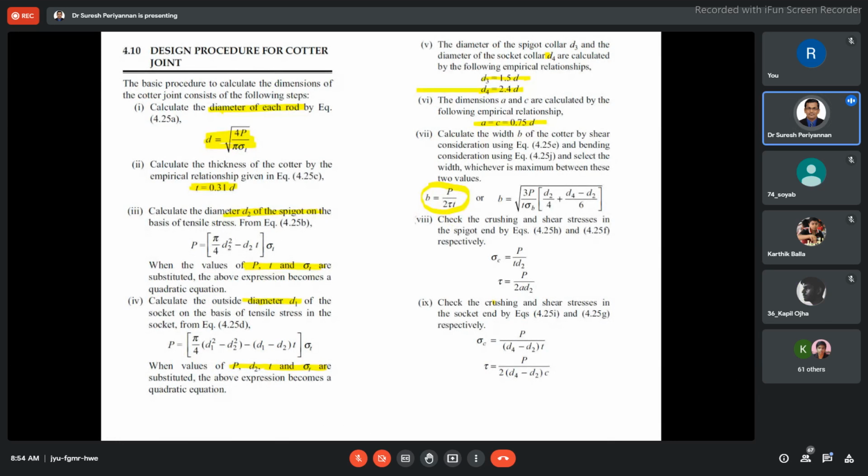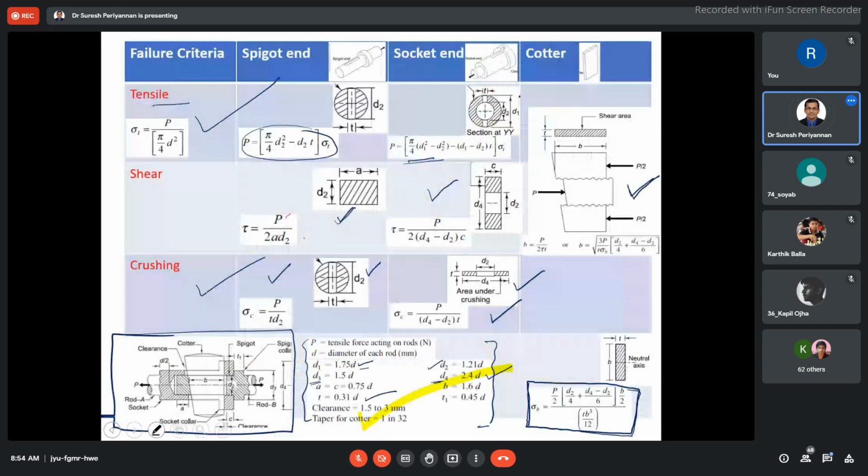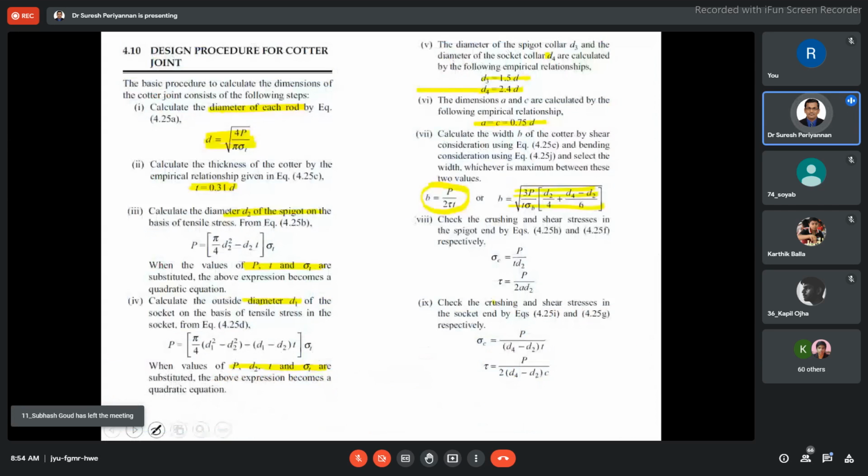Another way, we have discussed just now, the bending stress in the cotter. From that relation, also we are able to find out the width of the cotter. This is B presented here. But which one is the higher value? That can be considered for the design purpose. Which one is the higher value that can be considered for the design purpose?